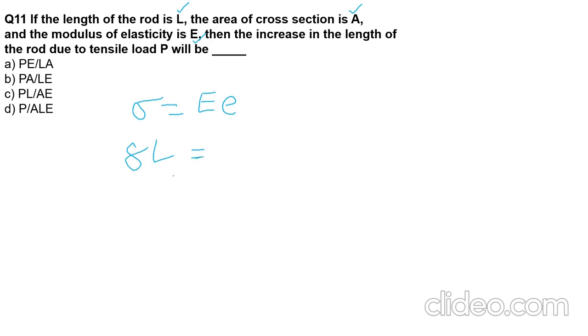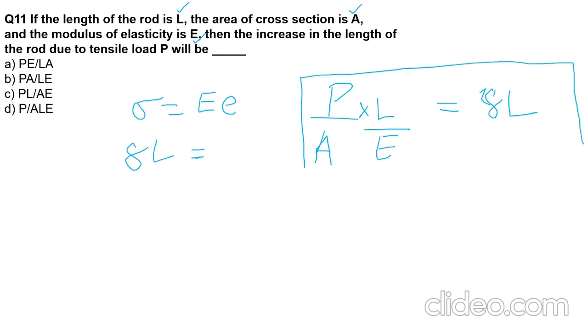So how will we do it? We just put in the actual values. We will have force P by A here, because we have to retain our delta L here. So we will multiply it by our length and divide it by our E. So what is the right option? C.